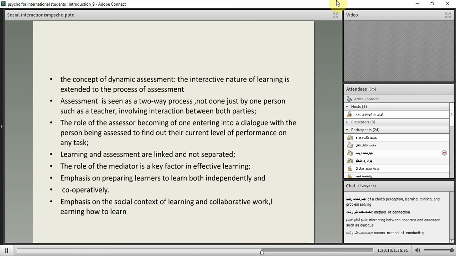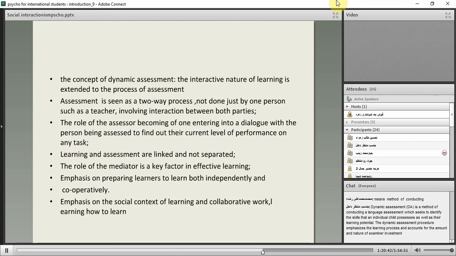This is the way natural language communication is. Language communication is a two-way communication, not one-way. It is bi-directional, not one-way directional. So, in fact, learning and assessment are linked and not separated. I personally, as a teacher, believe that testing is a kind of relearning, right? And the role of the mediator is a key factor in effective learning.